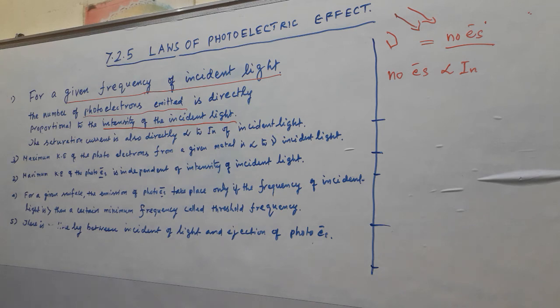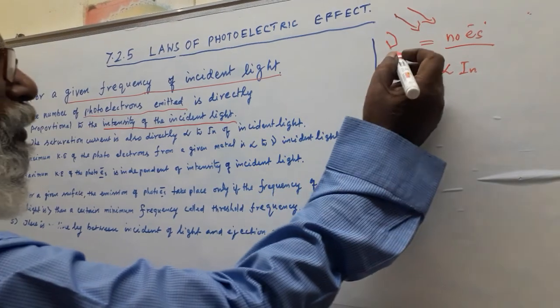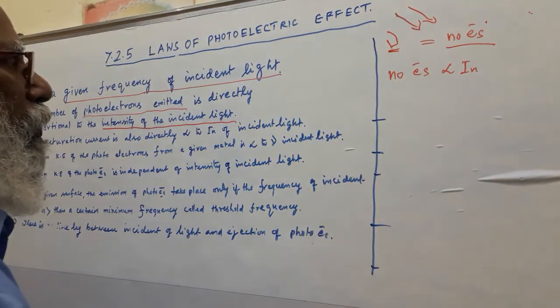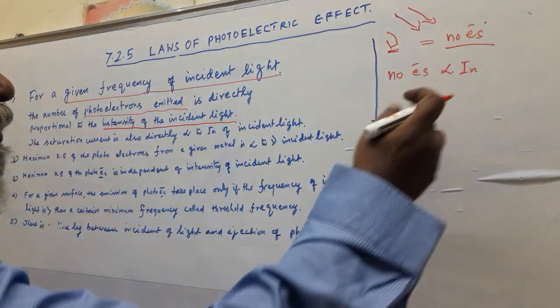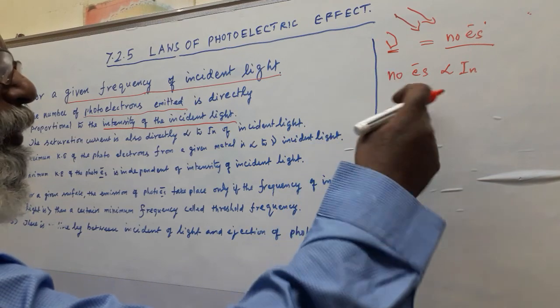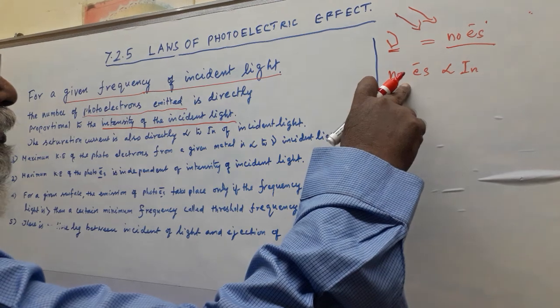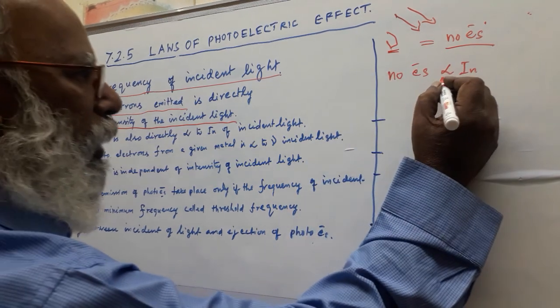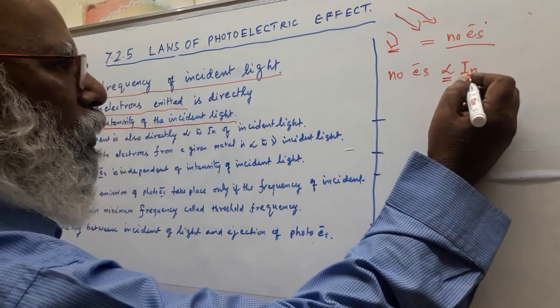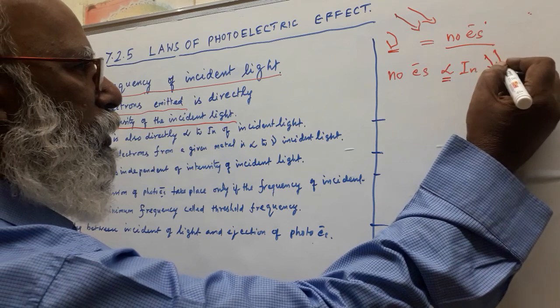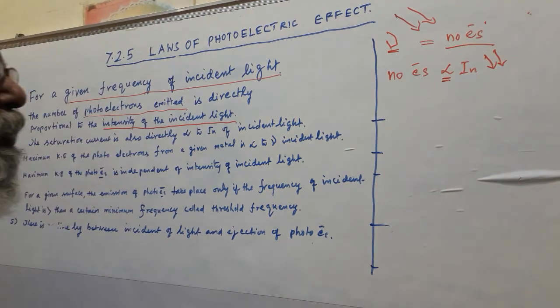Once again, I repeat. For a given frequency of incident light, the number of electrons emitted is directly proportional to the intensity of the incident rays. That is the first law. I hope you understood.